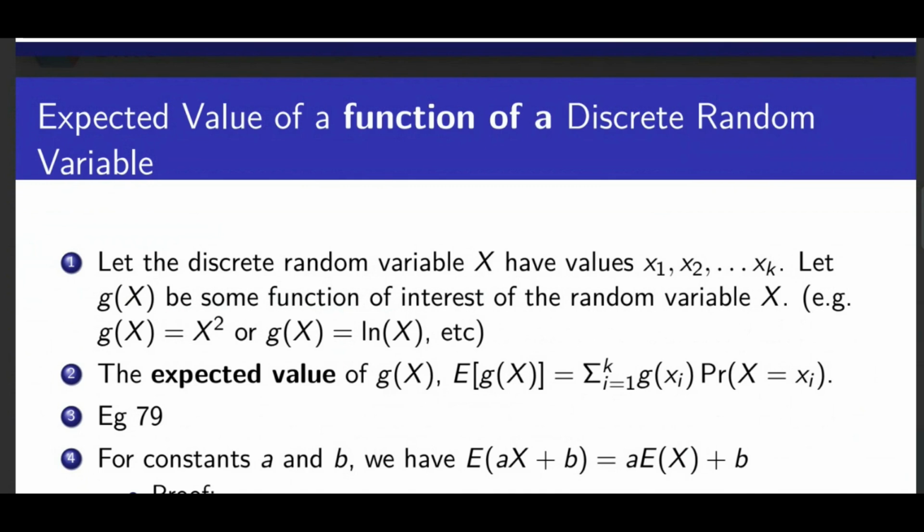Is it intuitive? That should be the case. If it's just X that you're interested in, then this goes away. Then you just have X's scaled by probability. If it's g(X), some function of the random variable, you put the function in, that's it. So that function could be anything, okay? So let's go to an example, 79.